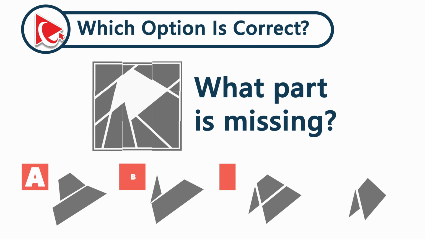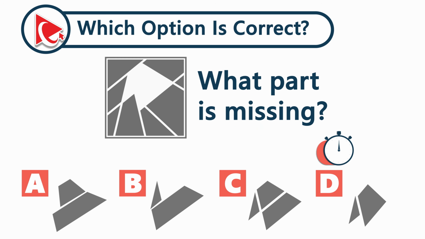You're given an abstract square design with one section removed. Your goal, figure out which one of the 4 options completes the image perfectly.